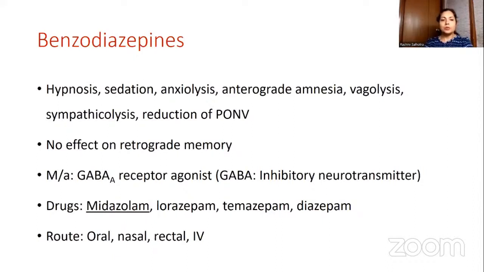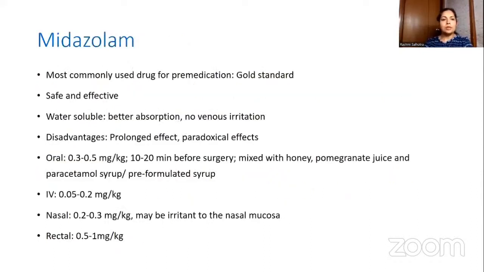The most common drug used here is midazolam, which is short-acting. Lorazepam and temazepam are intermediate-acting, and diazepam is a long-acting premedicant. They can be given through oral, nasal, rectal, or IV route. The dose will vary as per the route used. But the disadvantage is that they can have a prolonged effect and paradoxical responses in some patients.